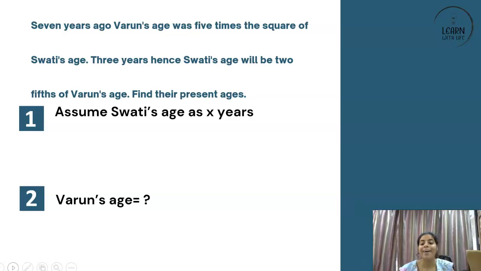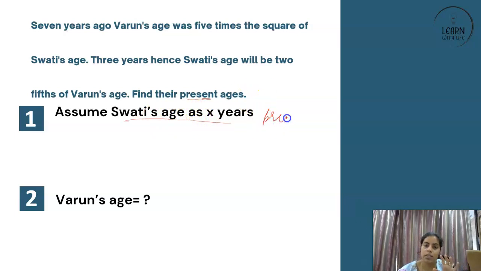It is not unimportant. 7 years ago, Varun's age was 5 times the square of Swati's age. 3 years hence, Swati's age will be 2/5 of Varun's age. Find their present ages. Present ages means how many years old are they right now. Okay. So now, 7 years ago, Swati and Varun, we are talking about that. So let us assume Swati's age is X years. One person's age has to be taken as a reference. Let's take Swati's age as X years.